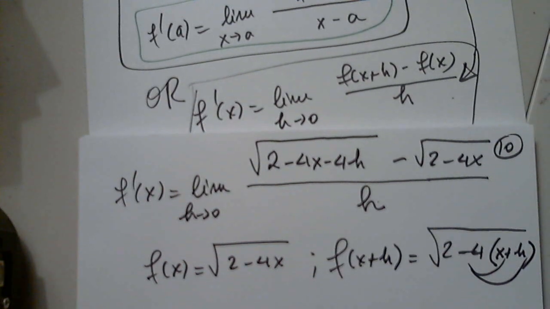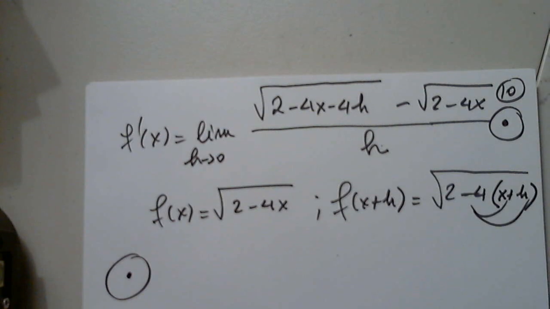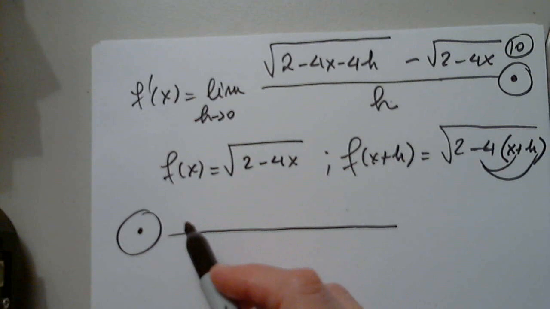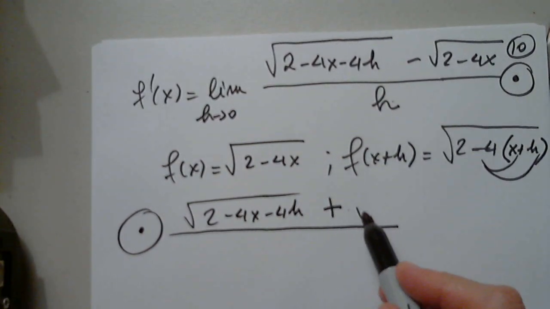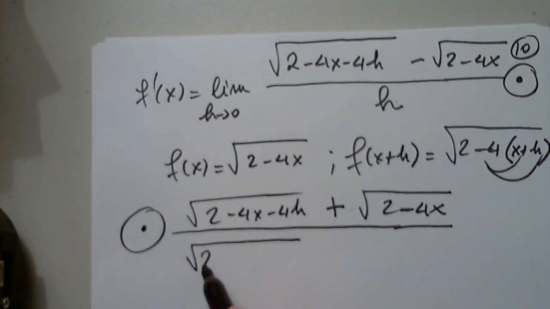Yes, it's 0 over 0. You can use L'Hopital's rule, or what we always did in the past, rationalize. It's up to you. So I'm going to continue here, rationalizing. The square root of 2 minus 4x minus 4h, but plus the square root of 2 minus 4x, over absolutely the same thing.